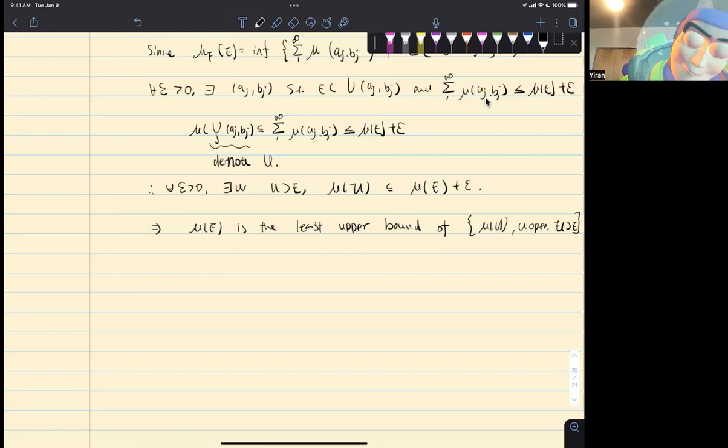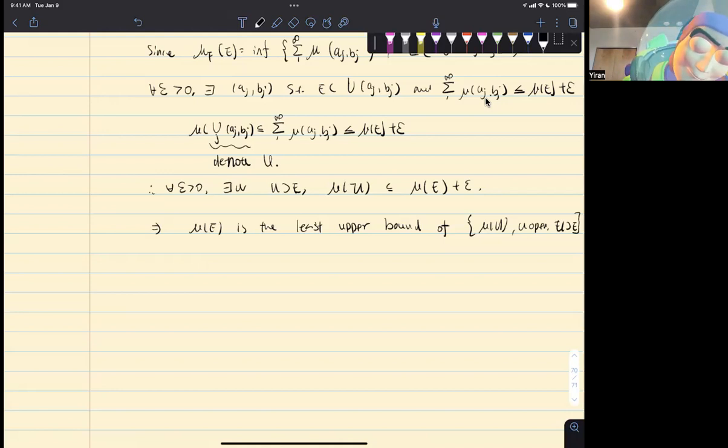By 1, there exists U_n open, and U_n contains this set, with the measure of U_n smaller or equal than the measure of E plus 1/2 to the power of n. This is by 1. And then we obtain U_n.